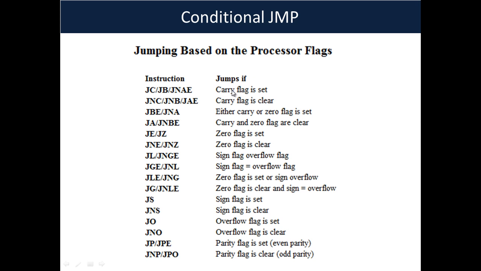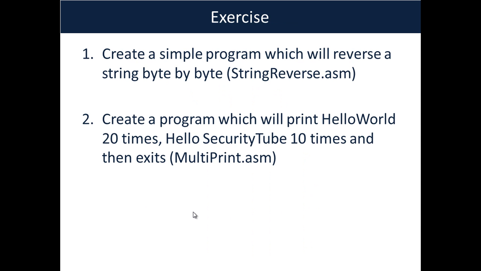So for example, whenever the carry flag is set, JC or jump on carry will go ahead and execute whatever address is given along with JC, which is where the next execution will happen. For example, whenever the zero flag is set, JE or JZ, jump on zero, is going to be executed, and wherever the address has been mentioned after this, the next execution will start. Similarly, there are a lot of variations. We will look at some of them in the next two examples.